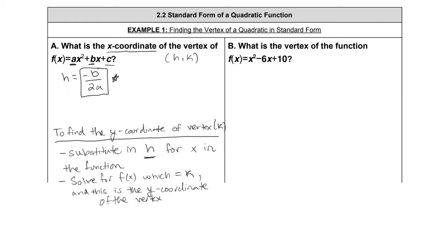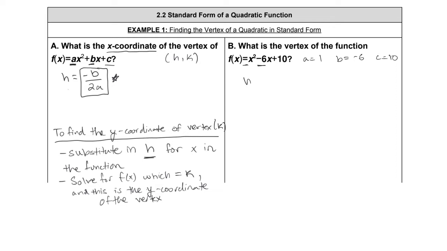So use the formula h equals opposite of b over 2a, and then whatever you get for h, substitute it in for x into your function, and then you can solve for f of x, which is your k or your y coordinate. Now it'll be easier once we see it in numbers. If you want, you can label your a, b, and c. Your a is technically 1 here. Your b is -6, and your c equals 10.